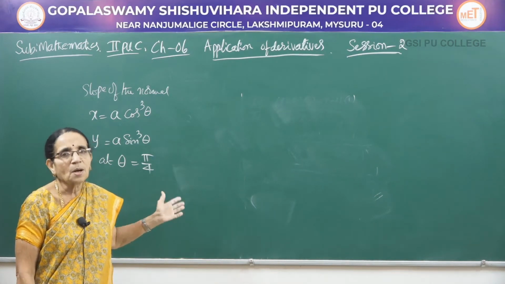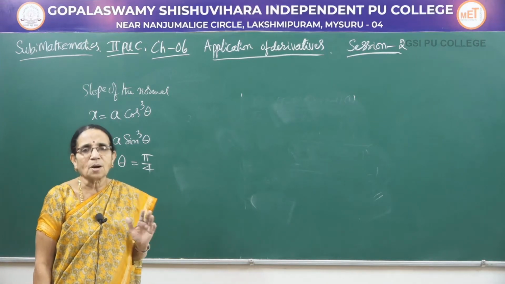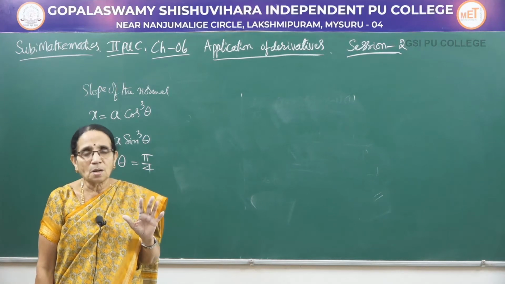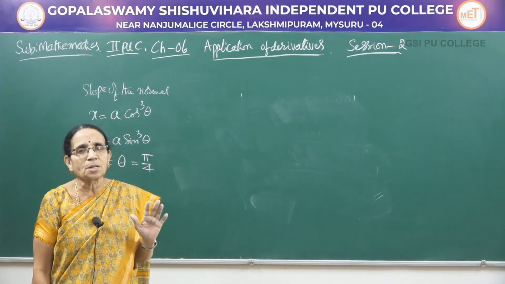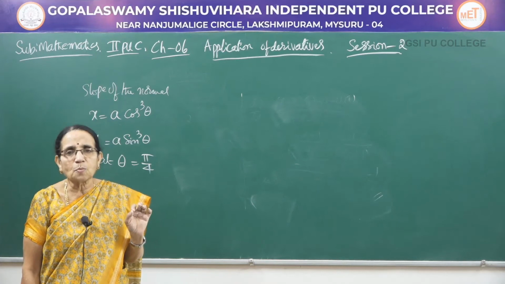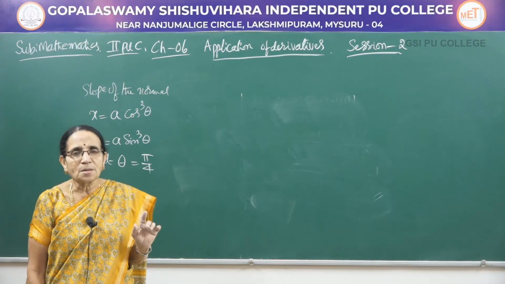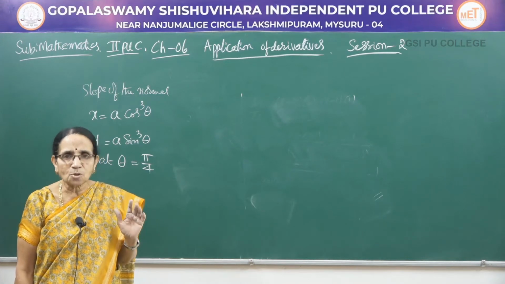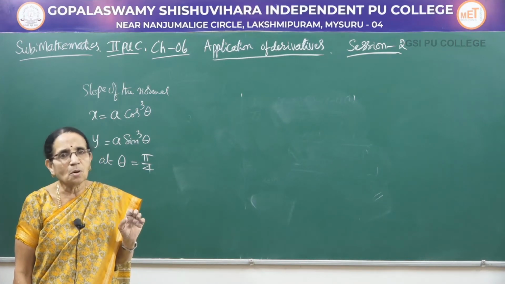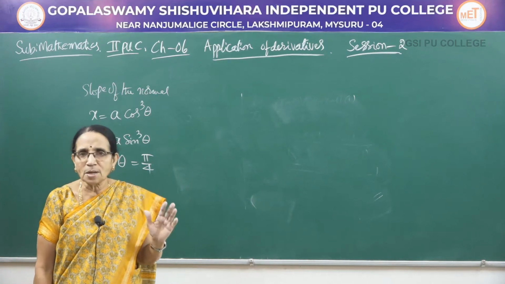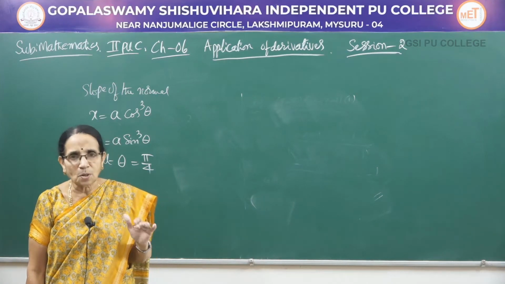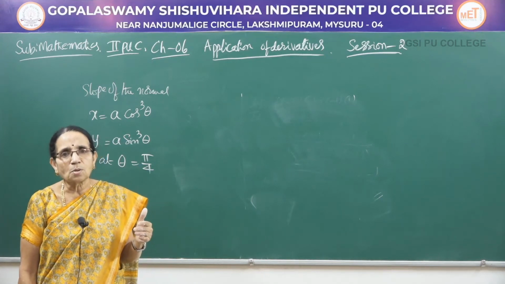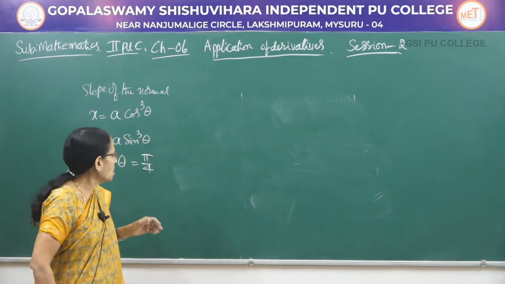If this is positive, that has to be taken as negative, because I told you in the earlier session that if two lines are perpendicular to each other, the product of their slopes would be -1. The tangent and normal being perpendicular to each other, the product of their slopes should be equal to -1. So, if the slope of one is m, the other would be -1 by m, so that when you multiply them, you get the product equal to -1. Okay.